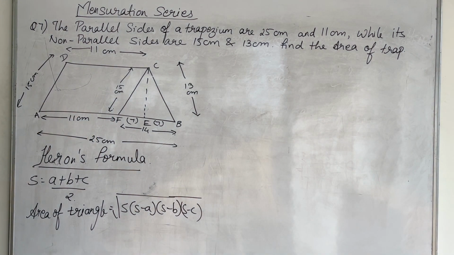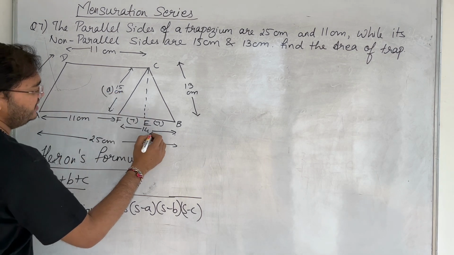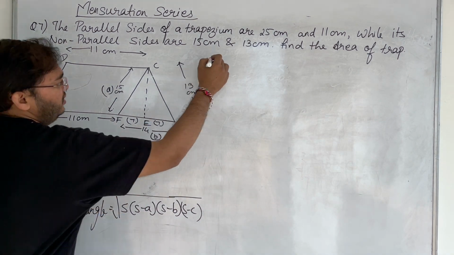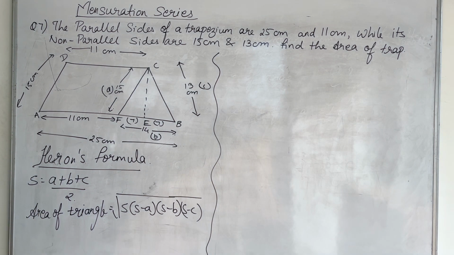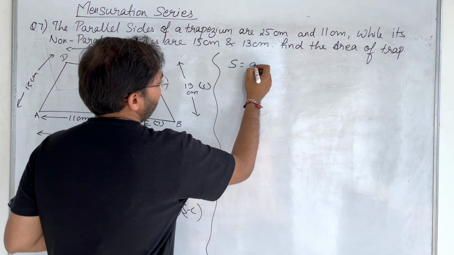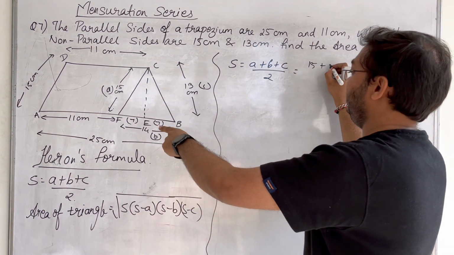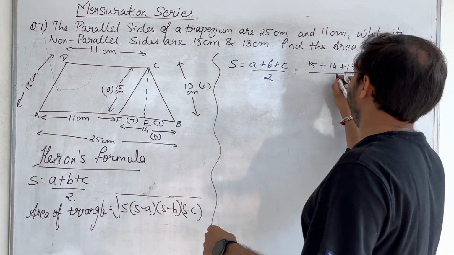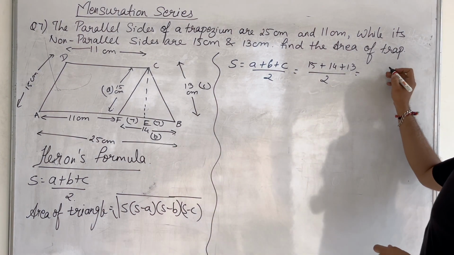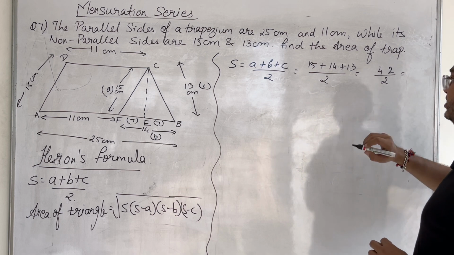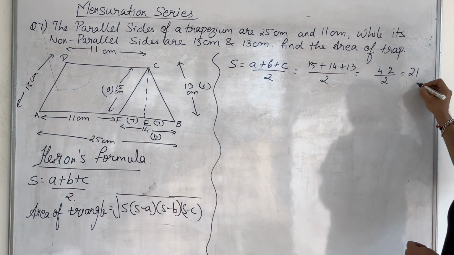Now what is this S? Semi-perimeter. What is this A, B and C? A is the first side, B is the second side and C is the third side. Let's solve that. How has it been done? So S equals A plus B plus C divided by 2, which is equals to, what's my A? 15 plus 14 plus 13 divided by 2, which is equals to 42 divided by 2, which is equals to 21.